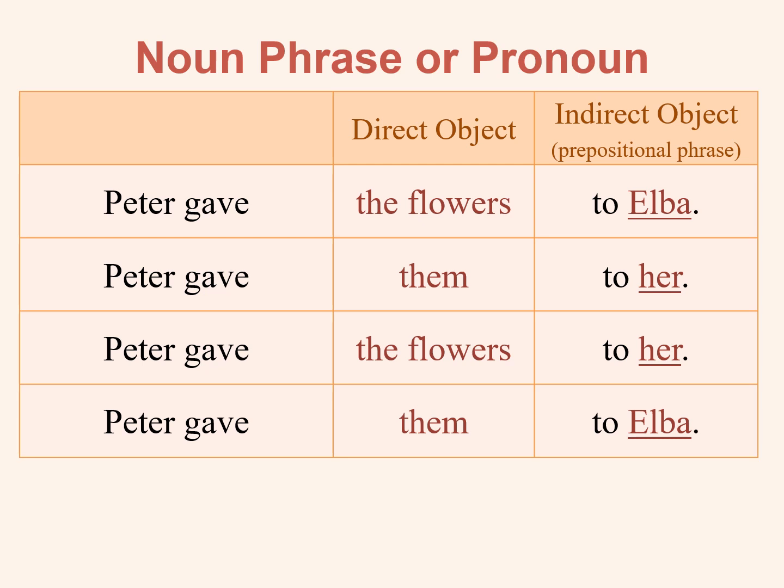Peter gave them to her. We have a pronoun them and a pronoun her. Peter gave the flowers to her. We have a noun phrase, the flowers, and a pronoun her. And finally, Peter gave them to Elba. We have a pronoun them and the noun Elba. So you can see that there are various possible combinations of noun or noun phrases and or pronouns that can be used in direct objects and indirect objects.